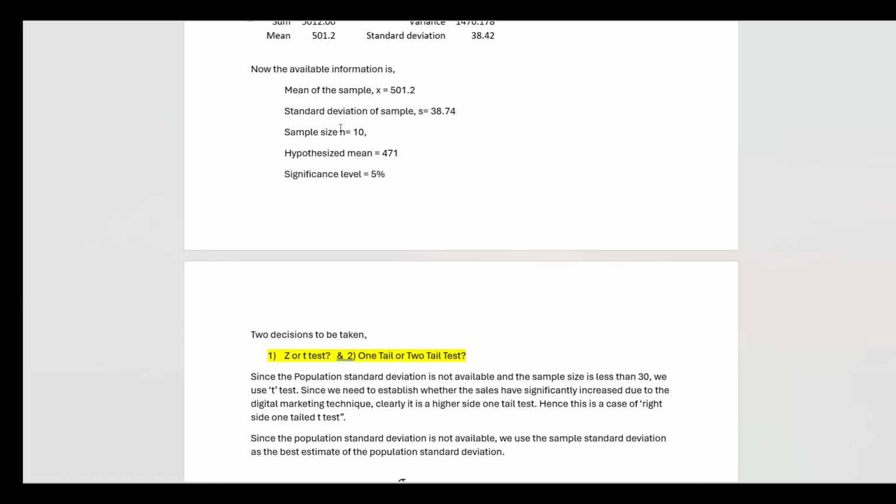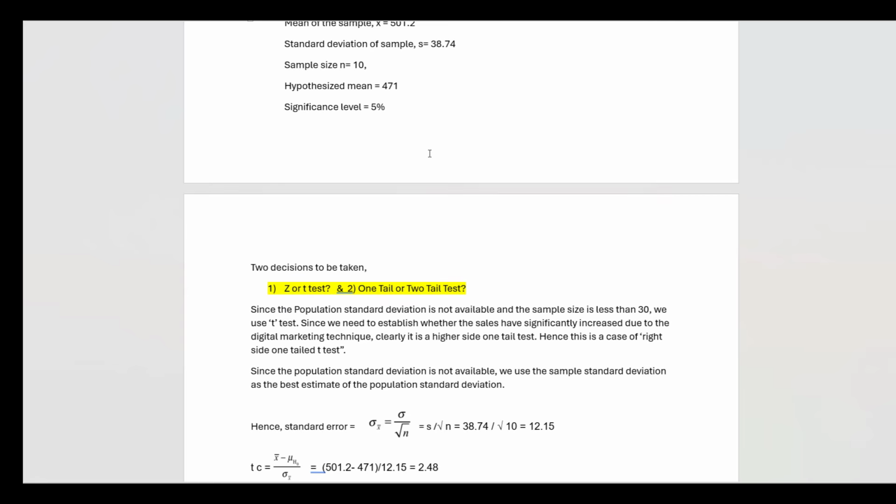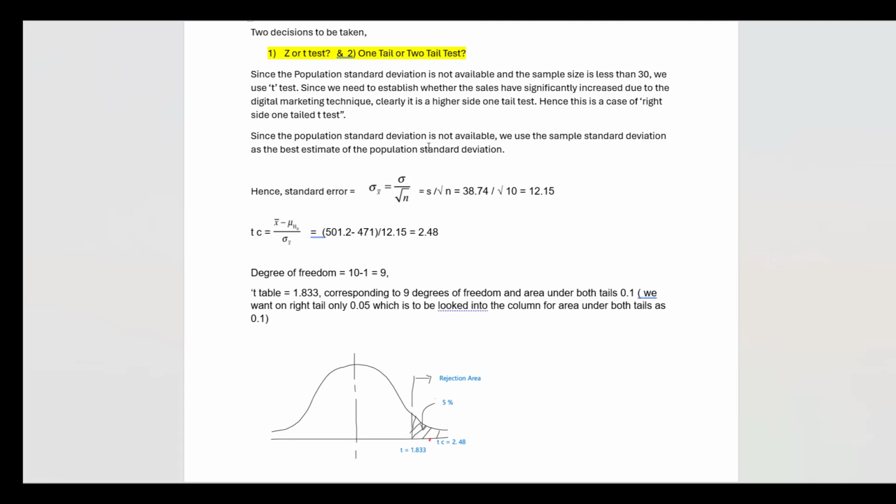So from the calculation we come to know that the mean of the sample is 501.2, standard deviation of the sample is 38.42, sample size is 10, hypothesized mean is 471, significance level is 5%. Again, we have to take two decisions, Z test or T test, and one tail or two tail. Since the population standard deviation is not available and the sample size is only 10, that is less than 30, we have to use T test.